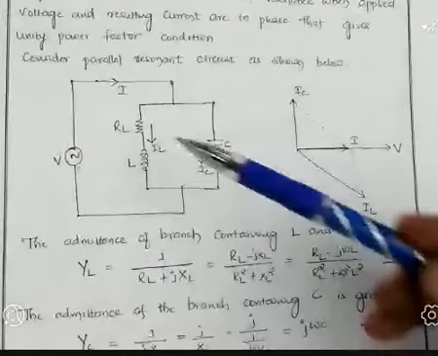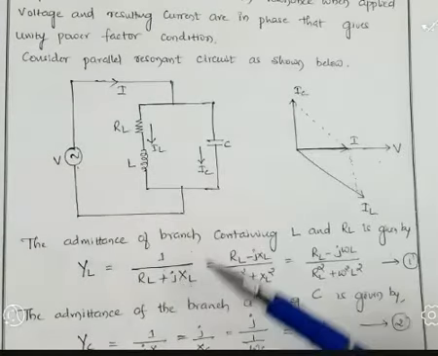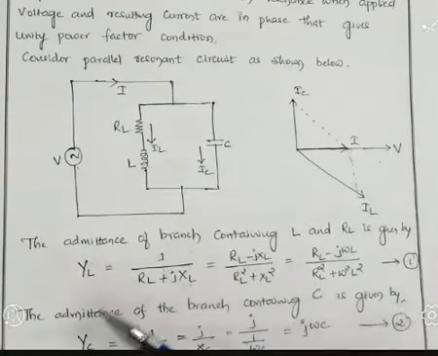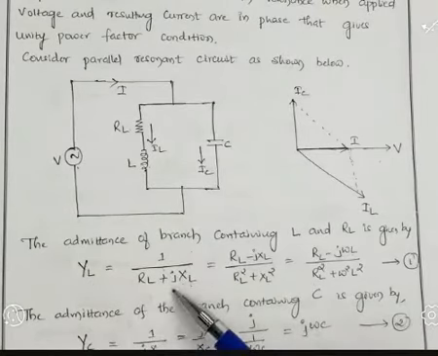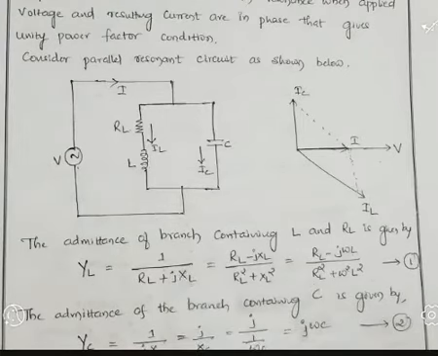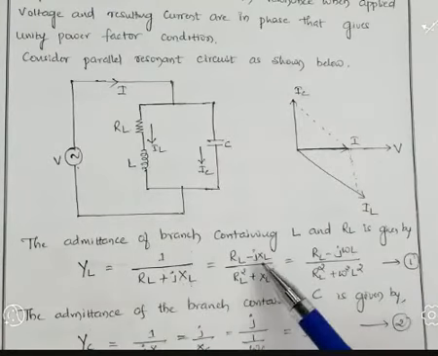So 1 divided by the impedance of this branch, which contains the resistor RL in series with the inductor L. The reactance of the inductor is represented by XL. Because of that, YL equals 1 divided by RL plus J XL. It is the admittance of the branch containing the inductor. Now let us multiply the numerator and denominator by RL minus JXL.